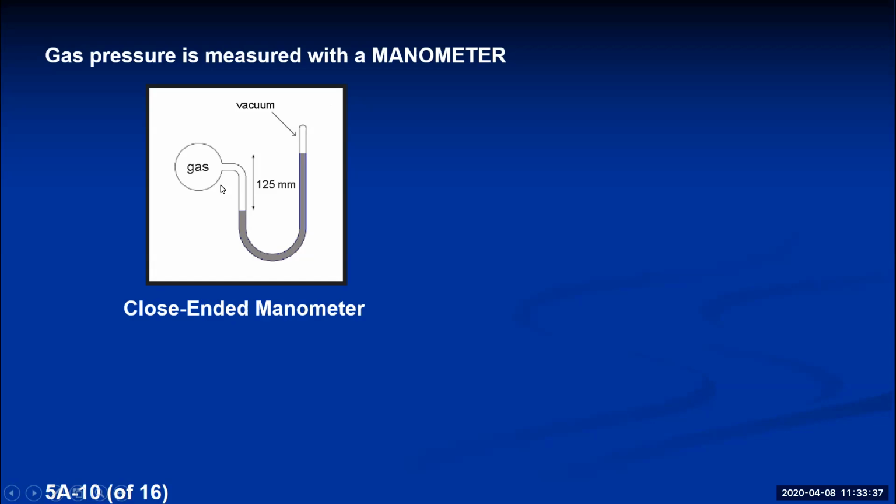So our gas must have a higher pressure than the vacuum because look at this. This level is lower than this level, right? The lower level is the one that has the gas pushing down harder on it. So our gas has a higher pressure than the vacuum, and the difference in levels tells you how much higher. It's 125 millimeters higher than 0. So you just go 0 plus 125, and that will be the pressure of our gas measured in millimeters of the liquid that's in the J-tube, which in this case is mercury.